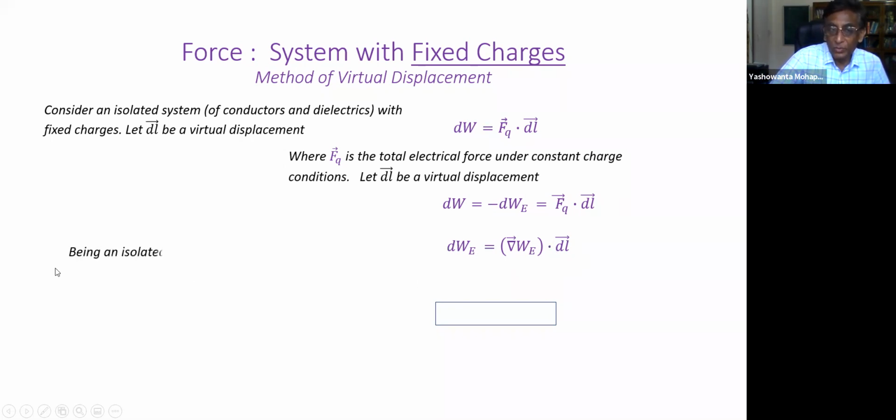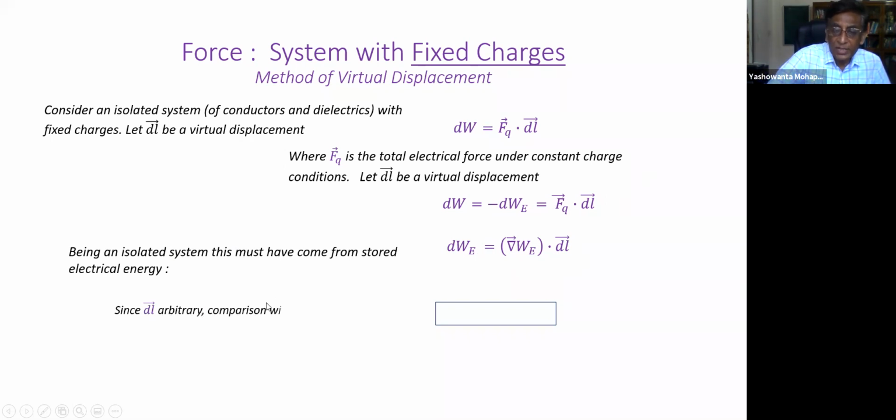All right. So being an isolated system, this must have come from the stored electrical energy, as I have already said. But since dl is arbitrary, if I compare this and this, that means the gradient of WE must be F_Q. So that is the simple derivation of the force.